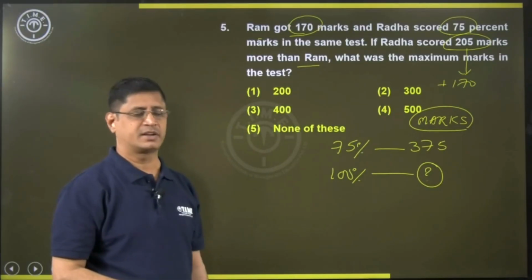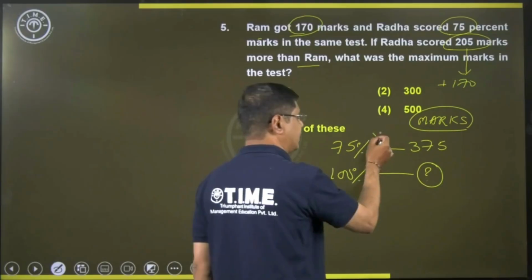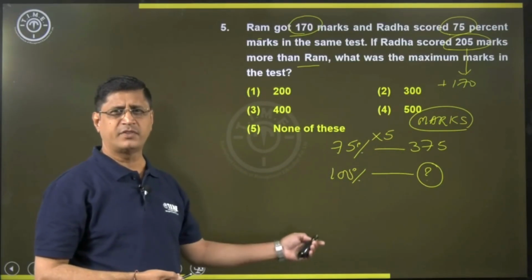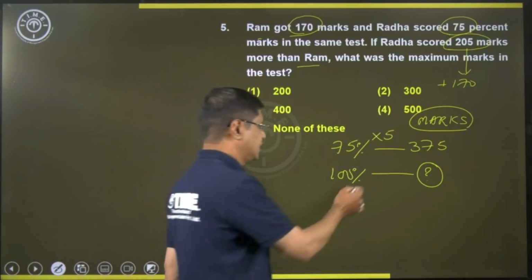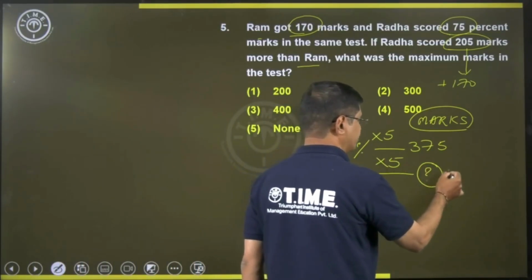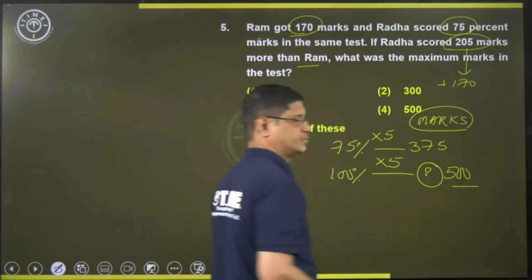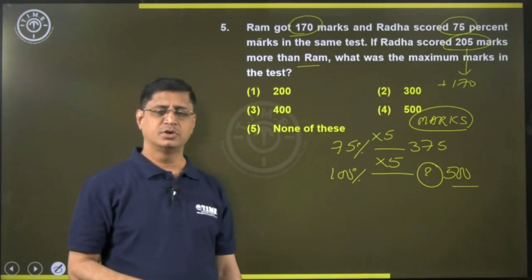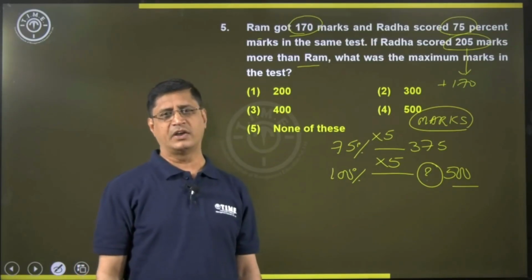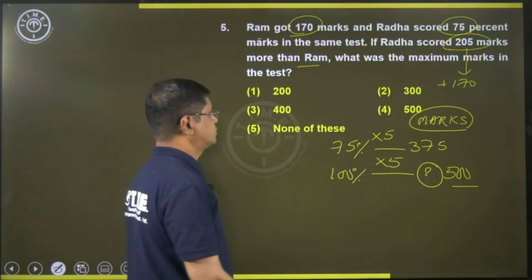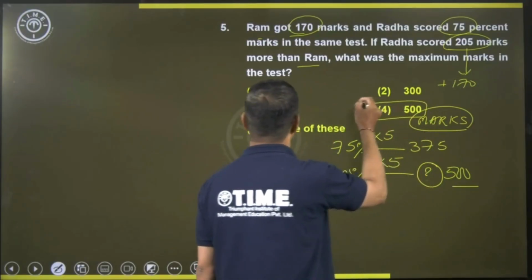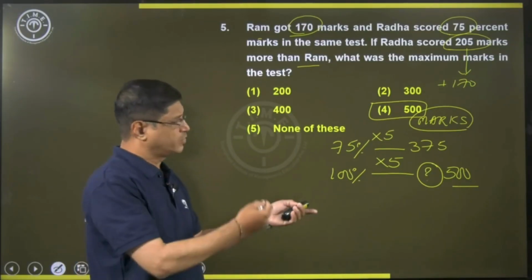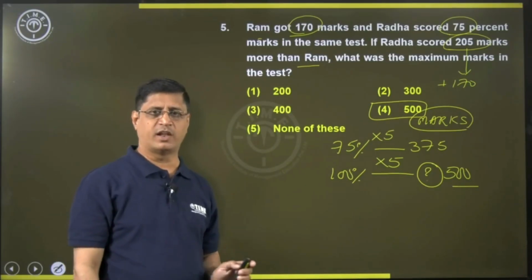100% is equal to question mark. Dear students, 5 times of 75 is equal to 375. Just observe, 5 times of 100 is 500. By looking at the multiples here, easily we can answer the question. So 5 times of 100 is 500. Right choice, option 4. Choice 4 is the correct answer. Of course, you can do cross multiplication as well.